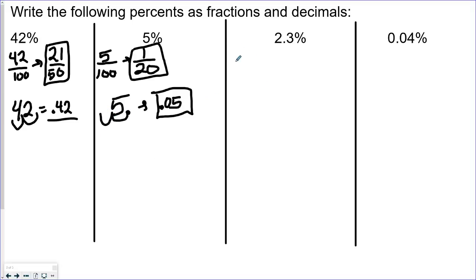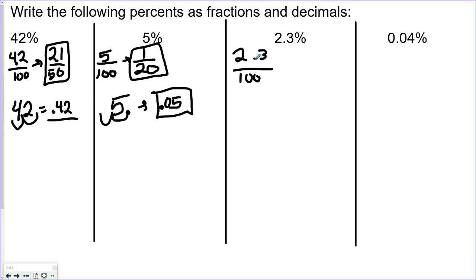2.3. Well, as a fraction, it's a little trickier. So we do 2.3 out of 100. But normally we don't want a decimal in a fraction. That's just kind of bad form. It's kind of unreduced. So how can you reduce this fraction?